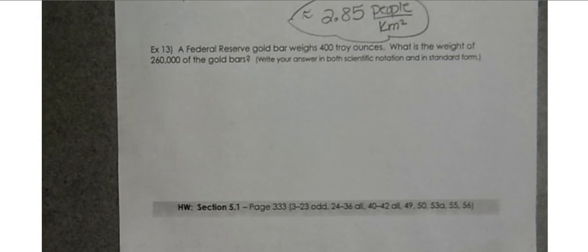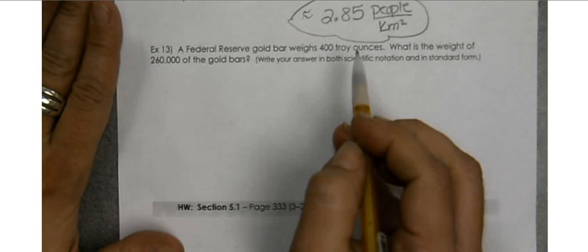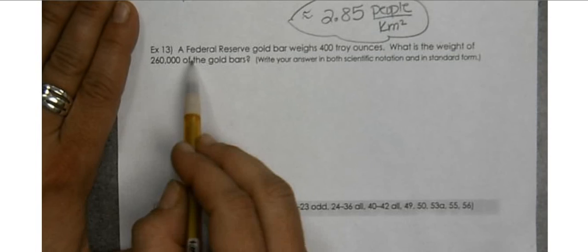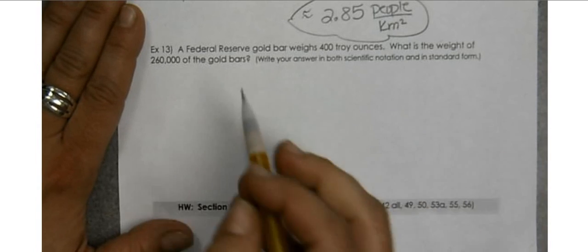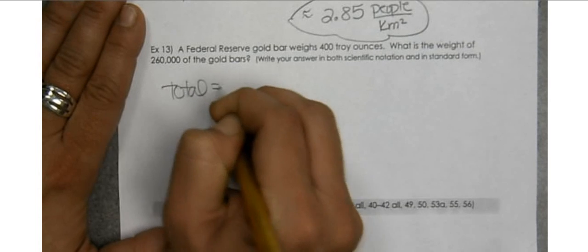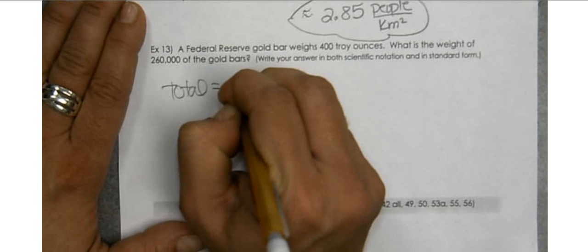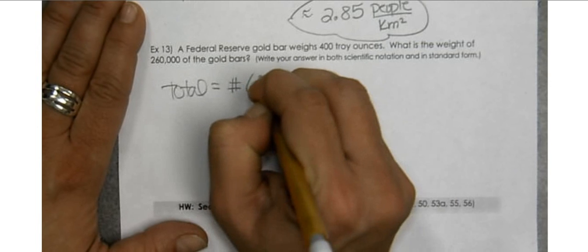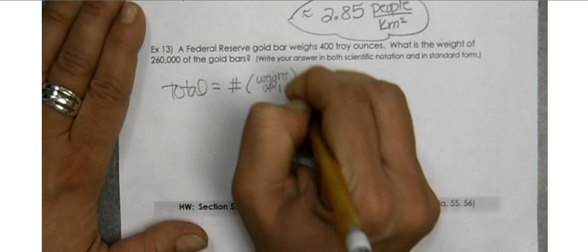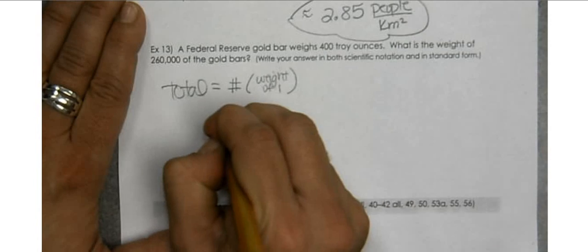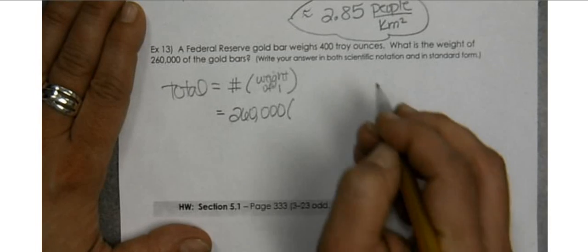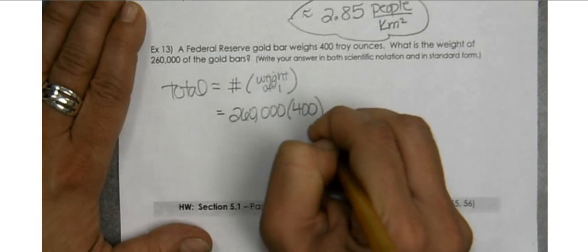Okay, 13. A Federal Reserve gold bar weighs 400 troy ounces. What is the weight of 260,000 of the gold bars? When you think about it, if you want the weight of a total, the weight of your total is going to be how many there are times the weight of 1. So there are 260,000 of these, and the weight of 1 is 400 troy ounces.